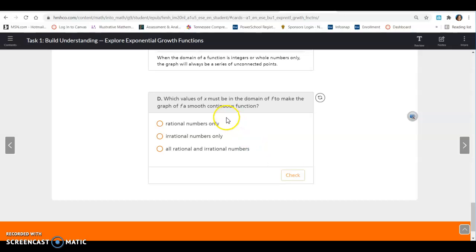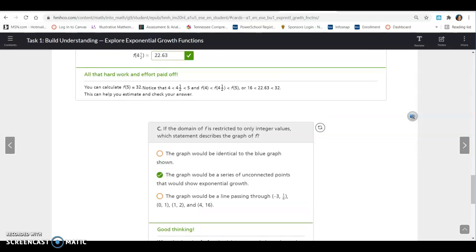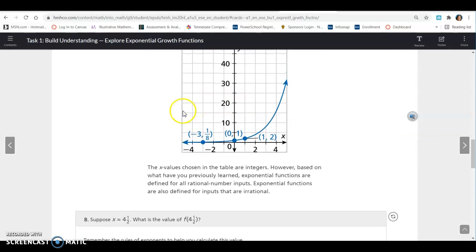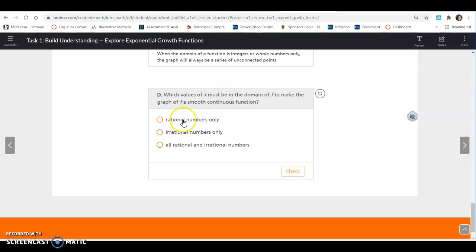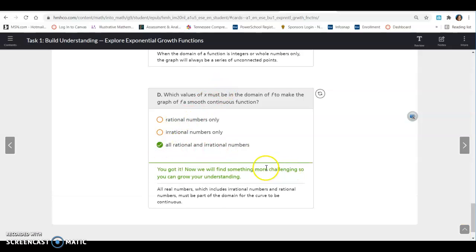All right, so which values of x must be in the domain of f to make the graph of f a smooth, continuous function? Basically they're asking what numbers we need in order to draw this line and connect the dots and make that smooth, continuous curve. So we basically need all numbers, right? Not just rational, not just irrational, but all rational and irrational numbers to make that curve.